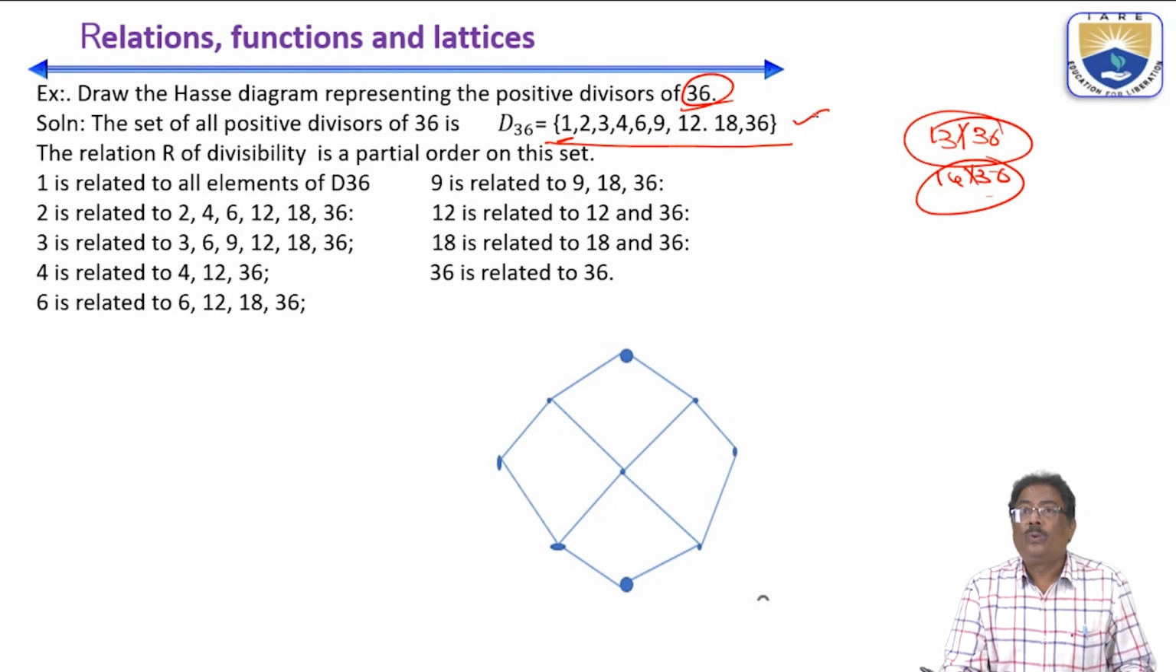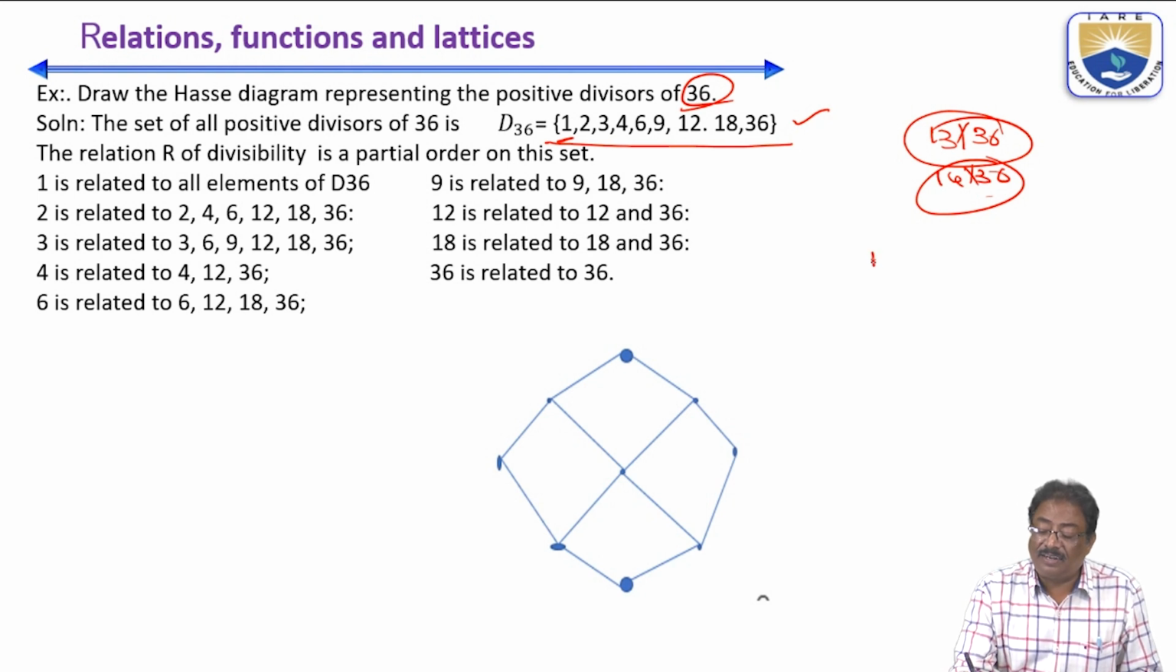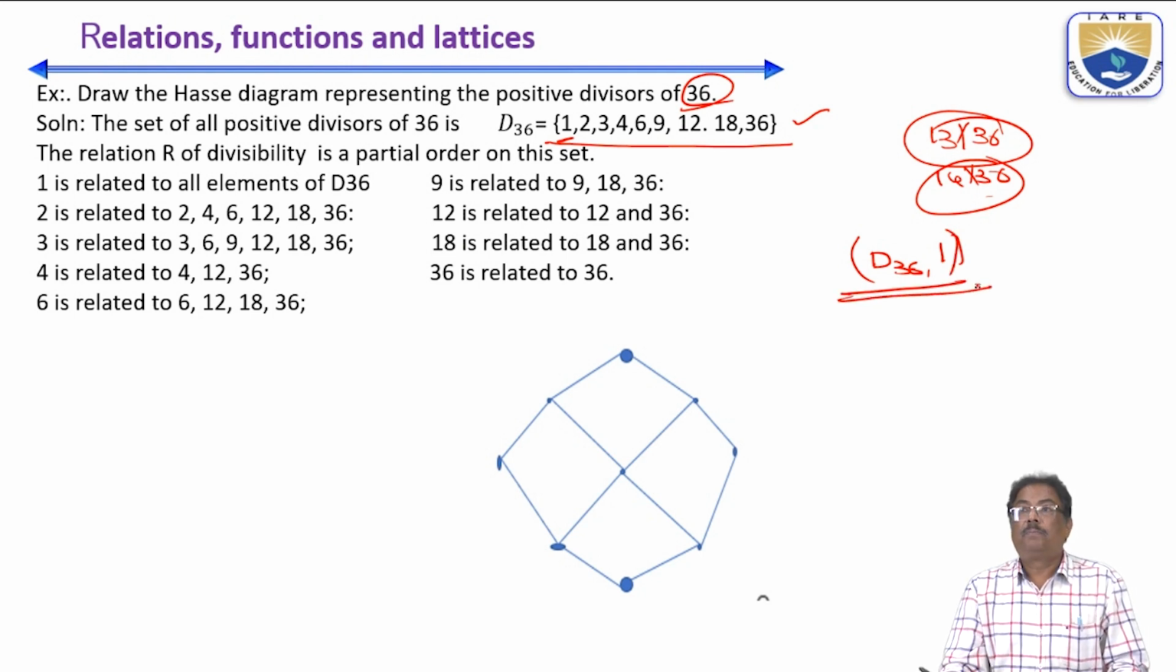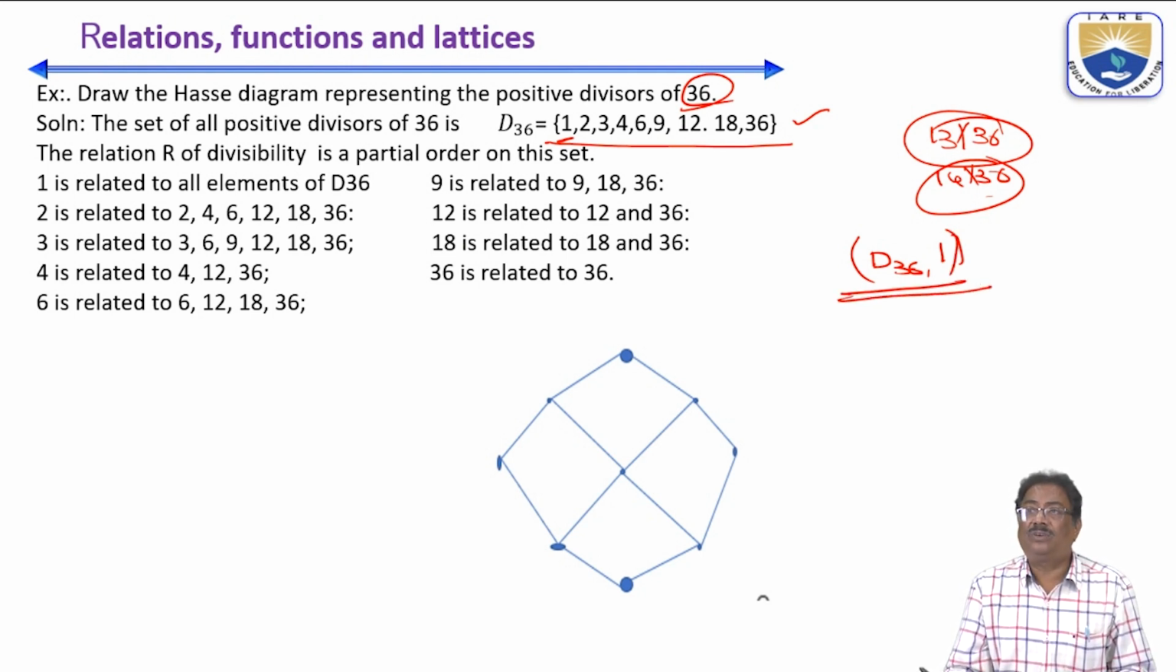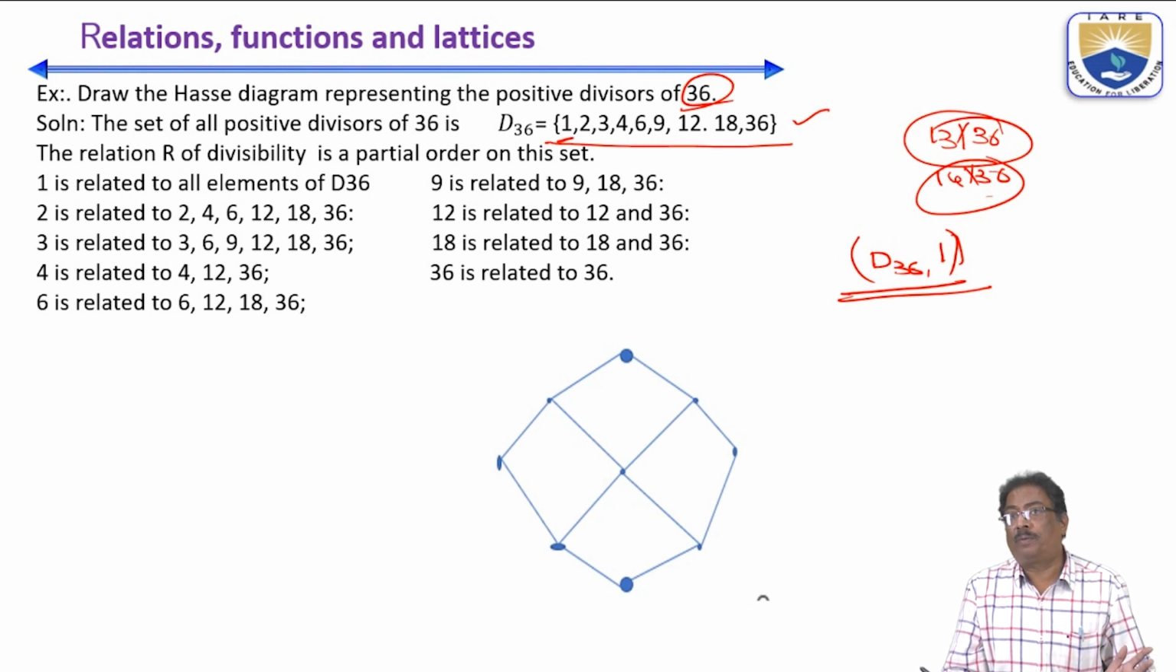Now we are going to verify whether the divisibility relation on the set D36 is a partially ordered set or not. So every element is divisible by itself, so reflexiveness is over. And next, suppose 2 divides 4, then there is no question of 4 divides 2. And say 3 divides 6, there is no question of 6 divides 3. So if A is related to B, there is no B related to A. So antisymmetric will be there.